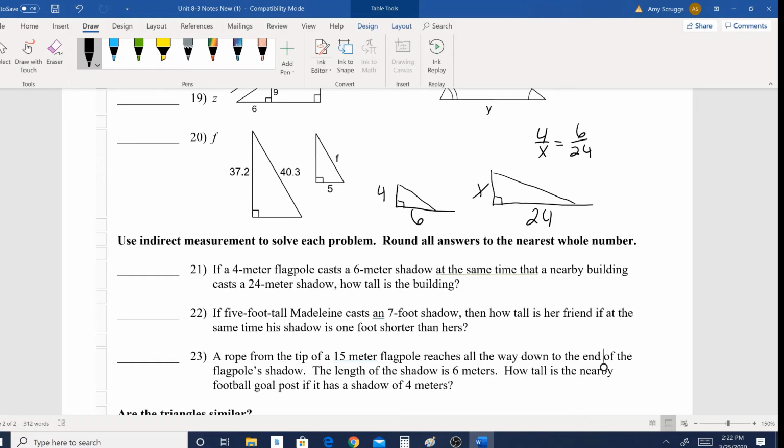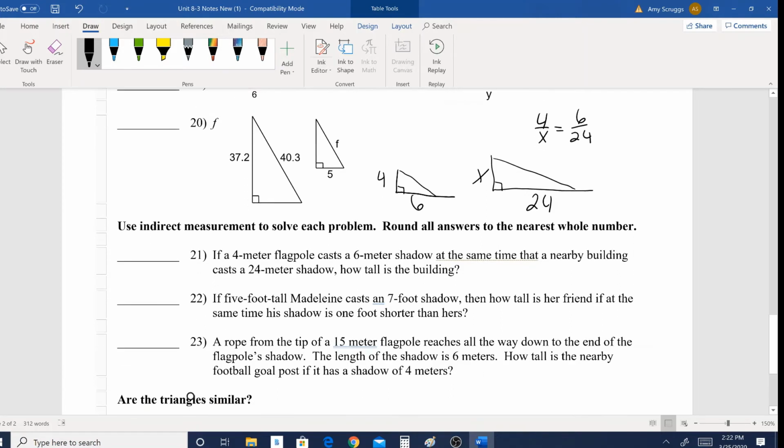But remember, there's so many different ways to solve this. You could have said 4 over 6 is equal to x over 24. You could have said 24 over 6 is equal to x over 4. So many different options to solve these problems. Okay, so you're going to get 6x is equal to 96, of course. And then if you divide by 6, 96 divided by 6 is 16. So we find out that the building nearby is approximately 16 meters.